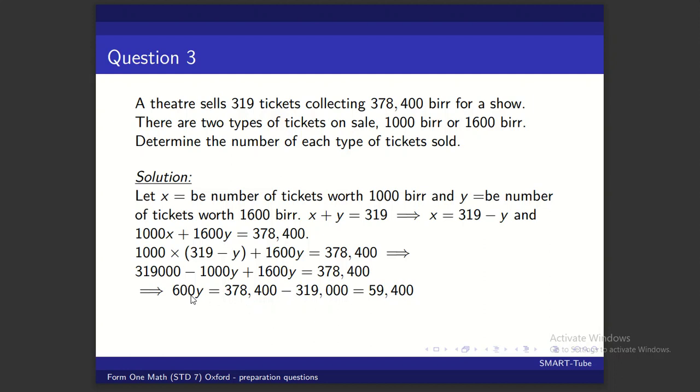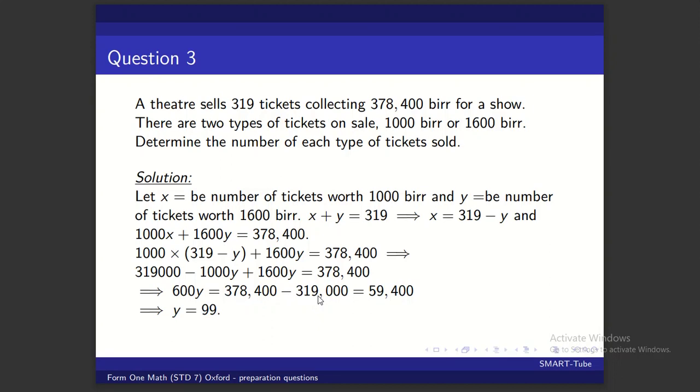Now to find the value of y, just divide both sides by 600 and you'll get y equals 99. Now let's resubstitute here to find the value of x. So 319 minus 99 is 220. That means 220 tickets worth 1,000 birr were sold, and 99 tickets worth 1,600 each were sold.